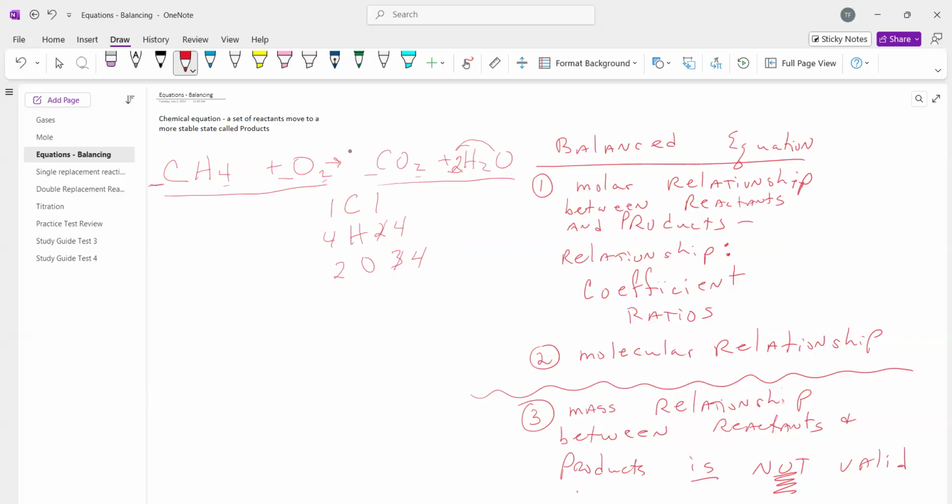Exactly. All right, so is it balanced? No. The reason why it's not balanced is that the numbers are not equal. The oxygens aren't equal. So what can we do to the oxygens on the left to make them 4? We're not going to add. We're going to have 2 here for the coefficient.